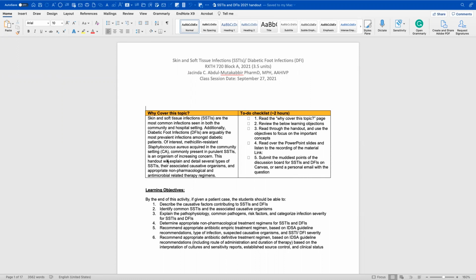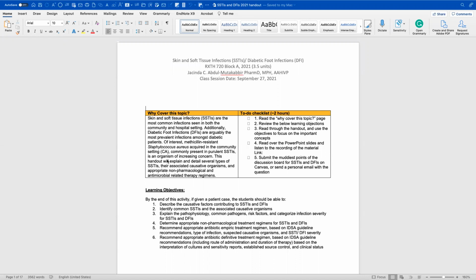So of interest, methicillin-resistant Staph aureus acquired in the community setting, or community-acquired MRSA, commonly present in purulent SSTIs, is an organism of increasing concern, meaning that we're seeing more and more of these infections. So this handout will explain in detail several types of SSTIs, their associated causative organisms, and then finally the appropriate non-pharmacologic and antimicrobial related treatment regimens.